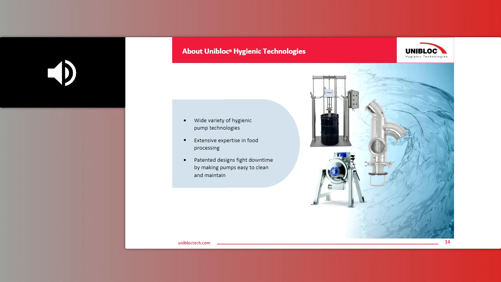We do have some patented designs and technologies that make it easier to take pumps apart for cleaning and maintenance. So a wide variety of products, and we have some pump complementary products, as I call them. For example, one of the items you see on this slide is a Y strainer. You can put it in front of the pump to help protect it from solids and foreign objects getting in. So, just a summary of some of the Uniblock products and expertise in the industry.